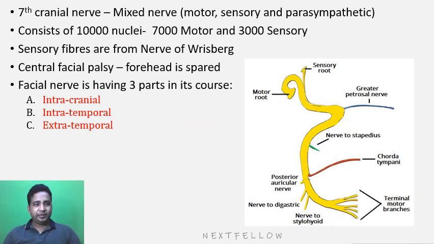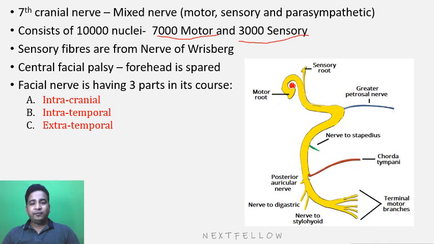Now look at this slide. Firstly, we have discussed it's the seventh cranial nerve, which is a mixed nerve. It consists of a total of 10,000 nuclei, out of which 7,000 nuclei are motor and 3,000 nuclei are sensory. As you can see, suppose this is my pontomedullary junction. So these 7,000 nuclei will form the motor root. It will take a turn around the abducens nucleus, that is the sixth cranial nerve, and then it joins with the sensory root. So this forms my complete facial nerve.